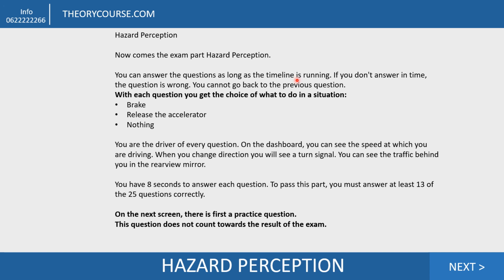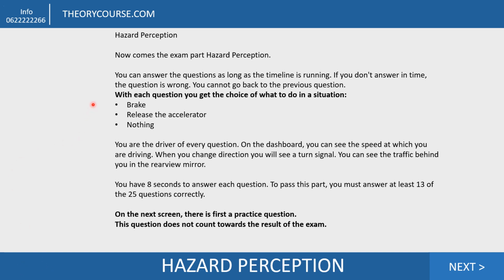If you don't answer in time, the question is wrong. You cannot go back to the previous question. What you can do, you can push the button and go to the next question. But better don't do that. Because if you push the button after 7 or 8 seconds, the CBR also goes to the next question. So instead of going to question 2, you go to question 3. And question 2 is not good. And you cannot go back. There is no back button.